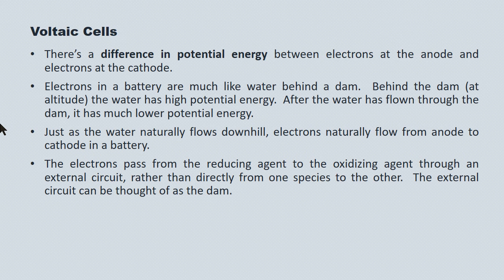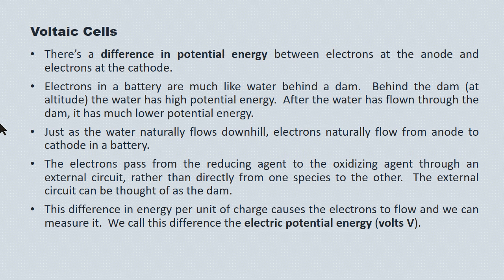They pass from reducing agent to oxidizing agent through an external circuit, rather than directly from one species to the other. And that's how we take advantage of the electron flow, by separating the half reactions and by introducing an external circuit. In this respect, the external circuit can be thought of as the dam. The difference in energy per unit charge causes the electrons to flow, and we can measure it. And we call this difference the electric potential energy, in units of volts.